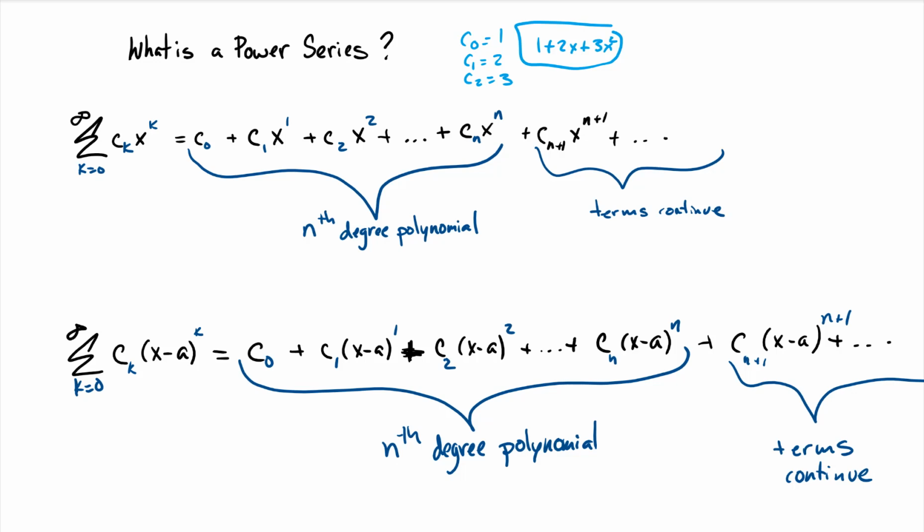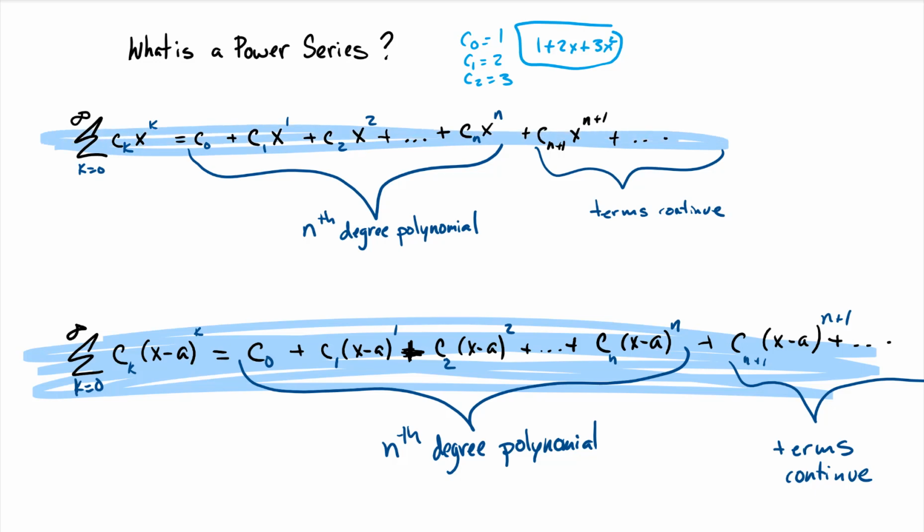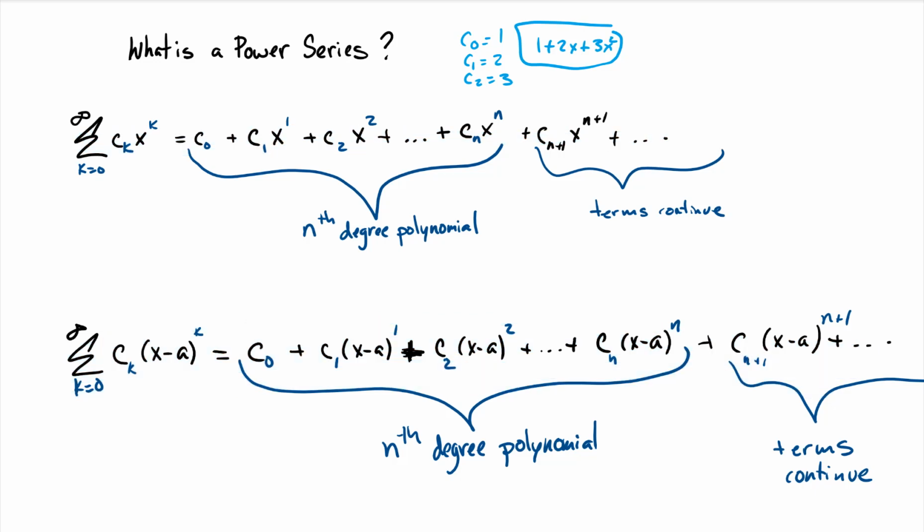So this whole thing, this entire piece here, that's a power series. The entire thing, we call it a power series. Maybe you can call it a super polynomial. That's what your book uses.